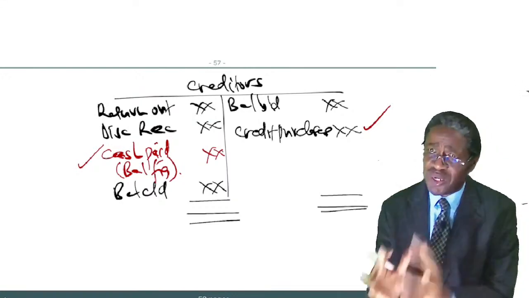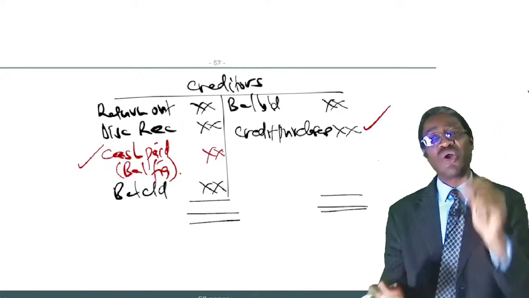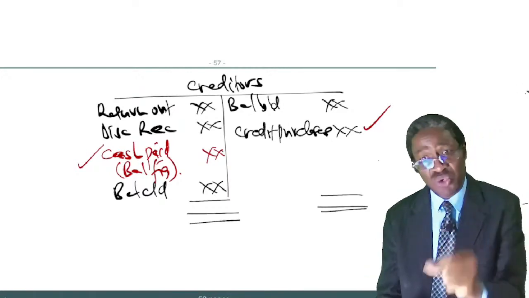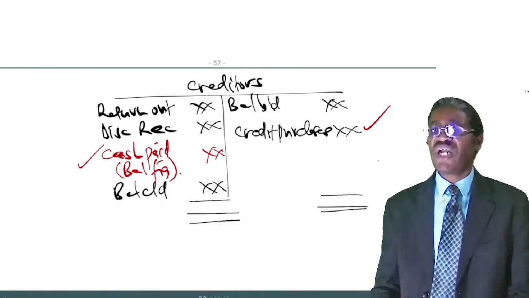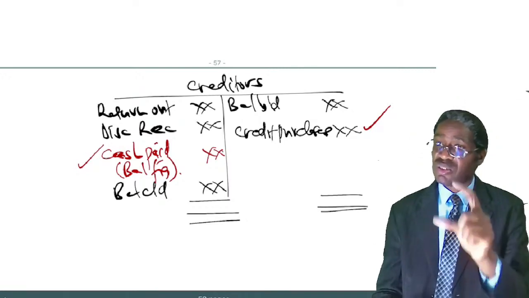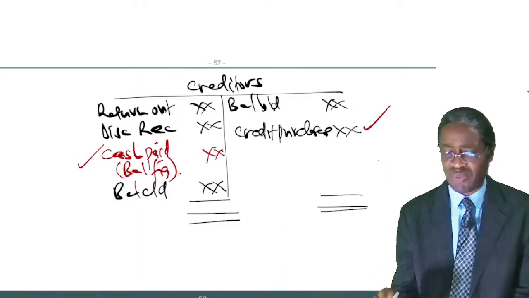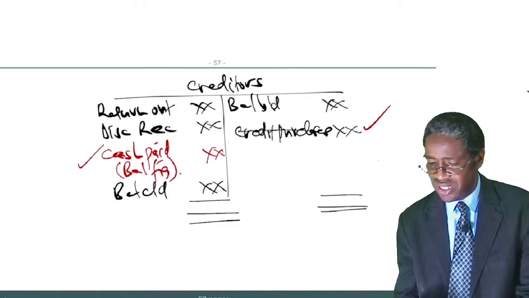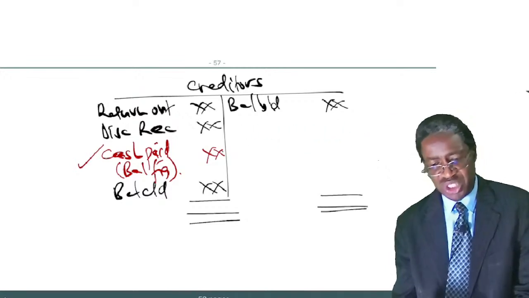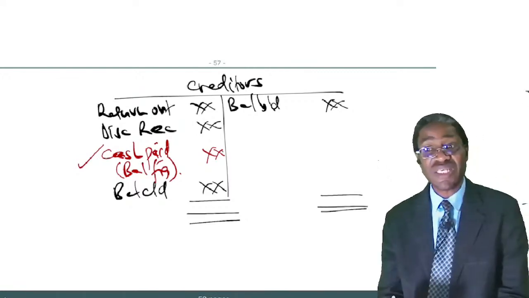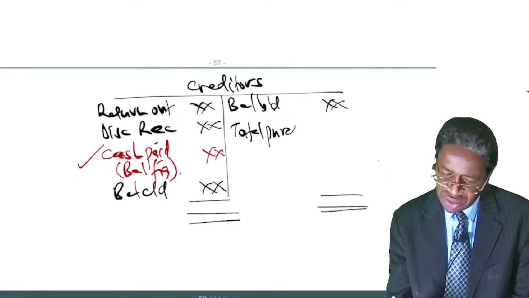If you use the credit purchases, then whatever you will get as a balancing figure on the debit side will only represent the cash paid to creditors. But we are not looking for cash paid to creditors. We are looking for cash paid to suppliers. Listen now. Therefore, in order to get the cash paid to suppliers, just like I talked about the debtors, we shall now not be using credit purchases here. No, we shall not be using credit purchases, but instead we shall be using the total purchases.